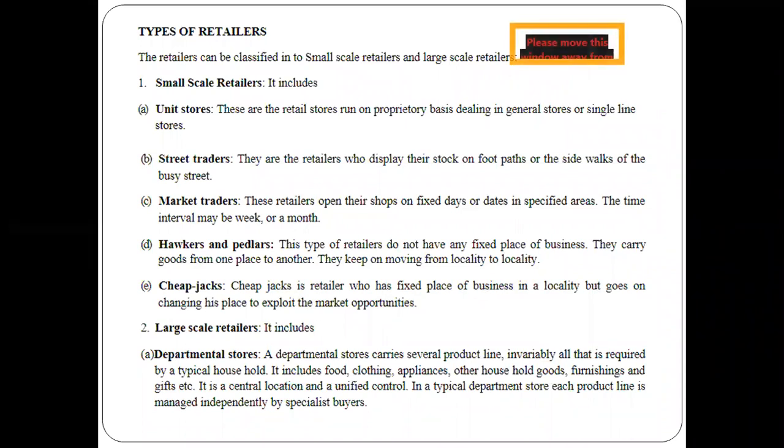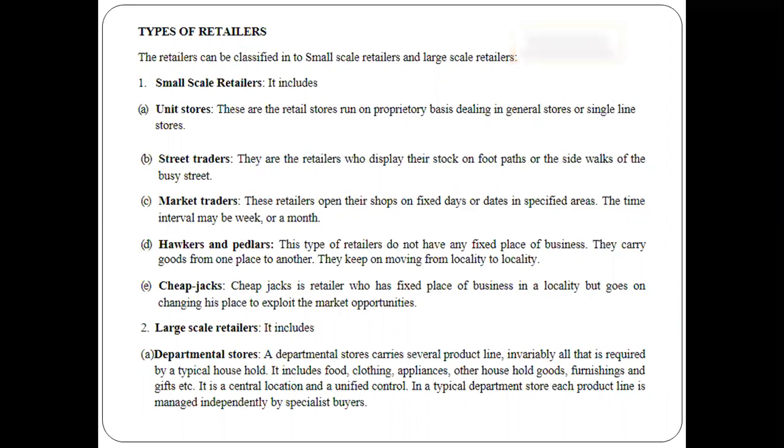Then we have hawkers and peddlers. They carry goods from one place to another. They keep on moving from locality to locality. They do not have any fixed place of business. Then we have cheap jacks, who have a fixed place of business in a locality but go on changing their place in order to exploit market opportunity.